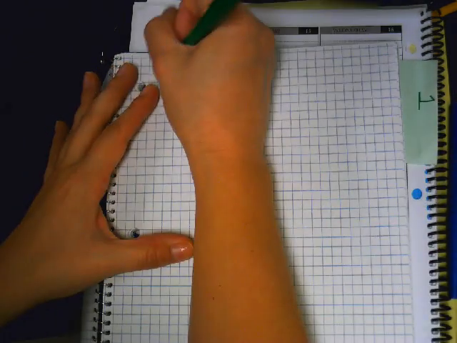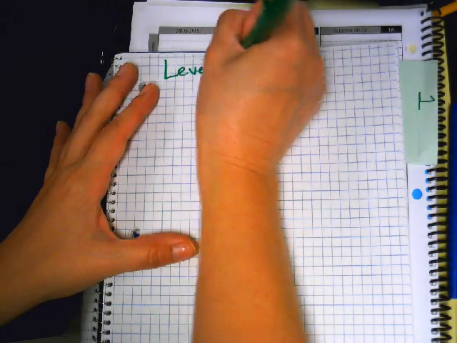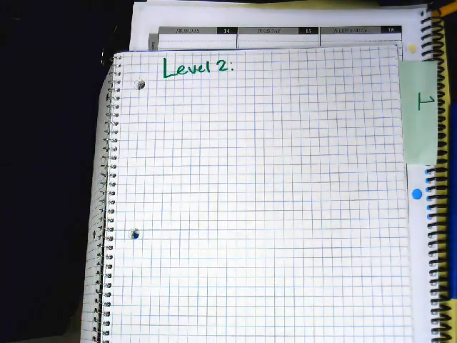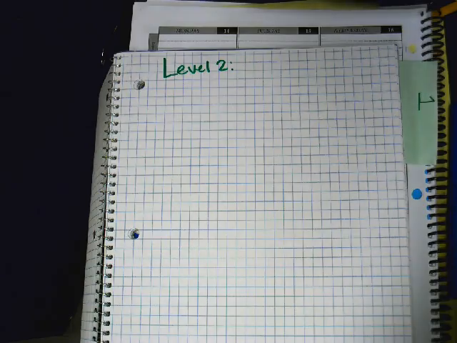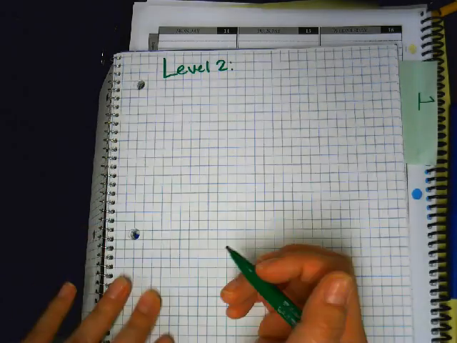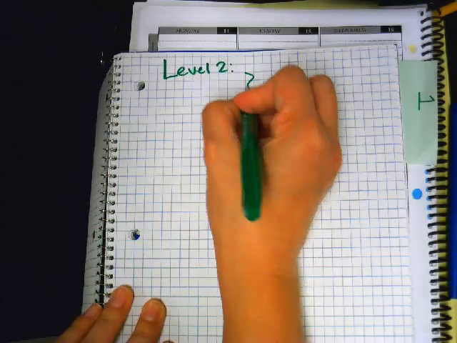So open up your notebook. The next page over, or that same page. All right. So now we're gonna do level 2. What I just taught you was level 1. Now we're gonna do level 2. Now I'm gonna split up my paper in half.